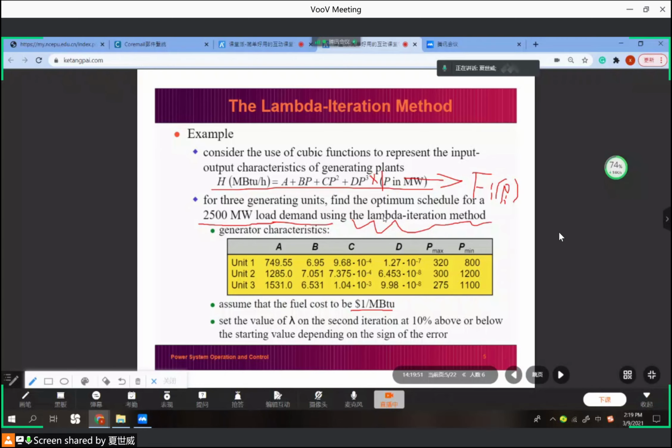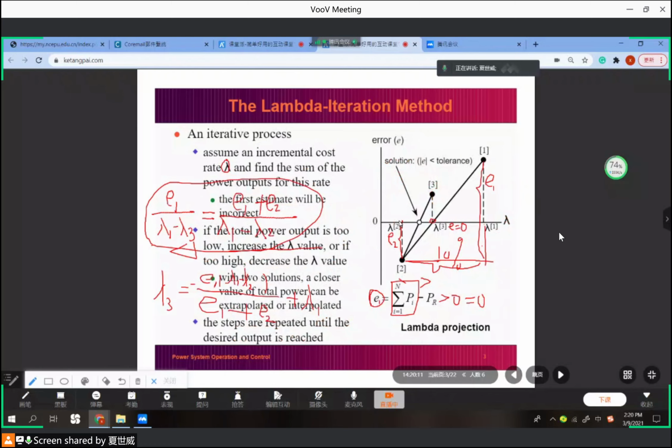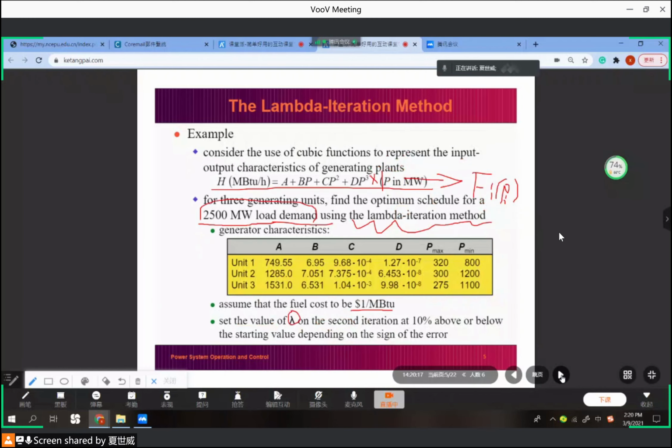So our problem is to find the minimal summation of Fi(Pi) from 1 to n, subject to meeting the total load. Okay, this is our problem. First, we should get the value of lambda. In the second step, do you remember, we should get the second guess of the value of lambda. So set the value on the second iteration at 10% above or below the starting point, depending on the sign of the error. That means first you guess a lambda 1. You will get the error for lambda 1.